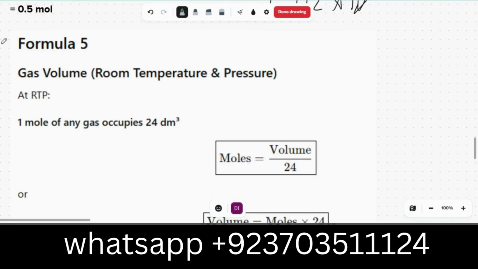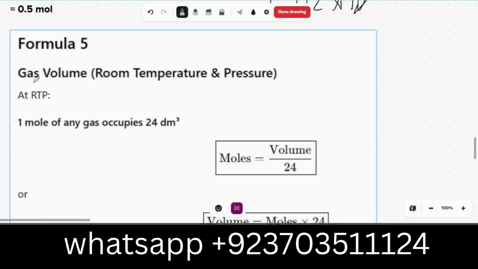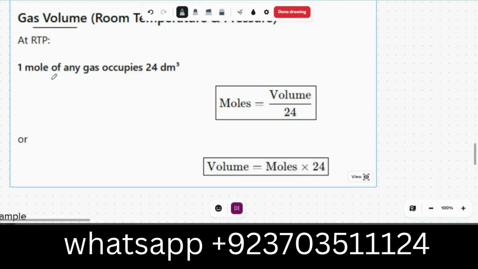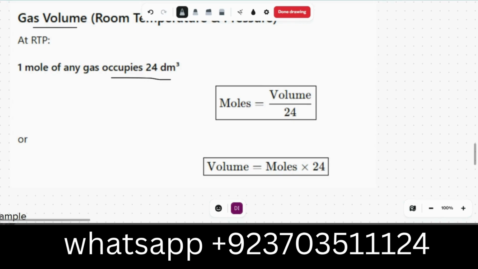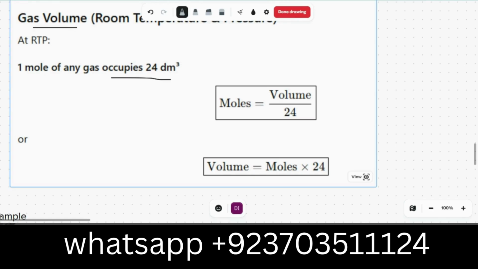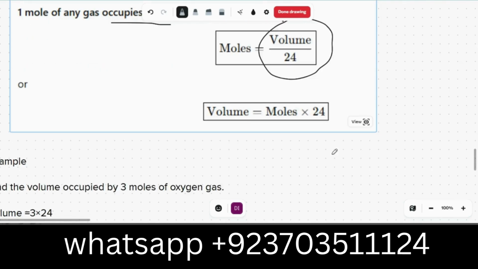Now we have to do gas volume, at room temperature and pressure. 1 mole of gas occupies 24 decimeter cube. So moles is equal to volume divided by 24, and volume is equal to moles times 24. If we know the number of moles, we simply multiply it by 24.